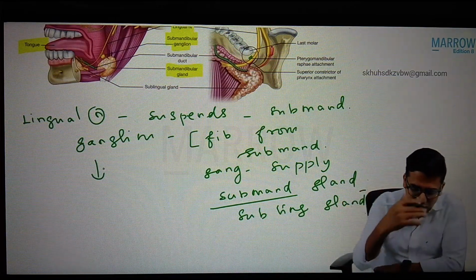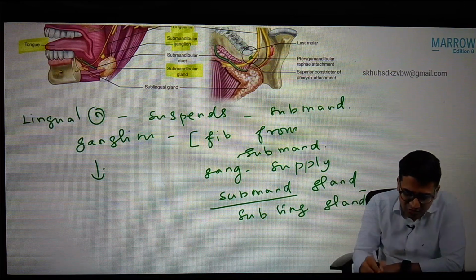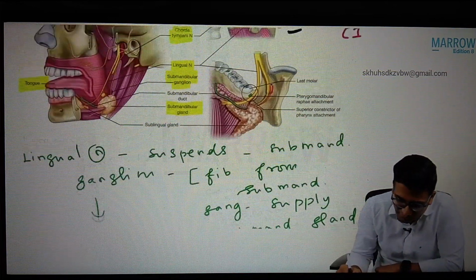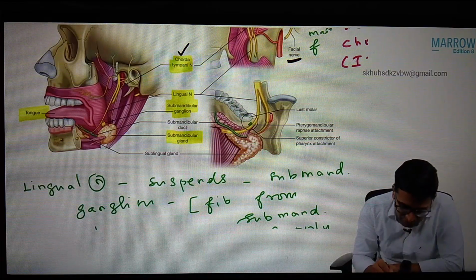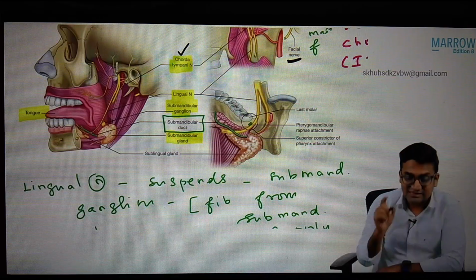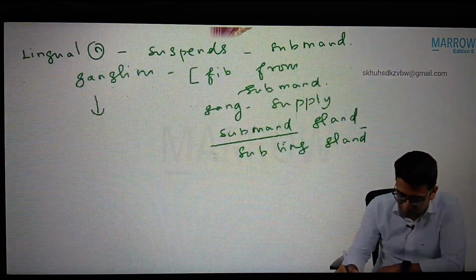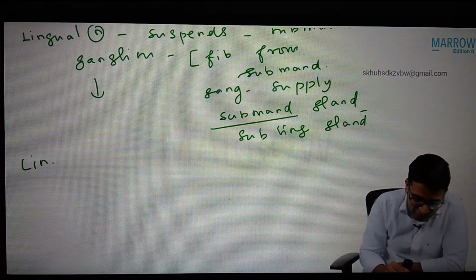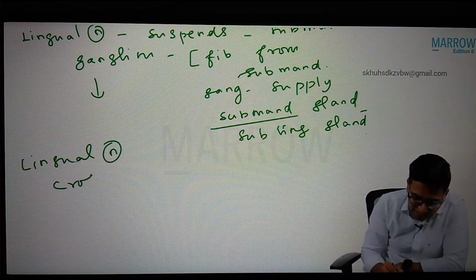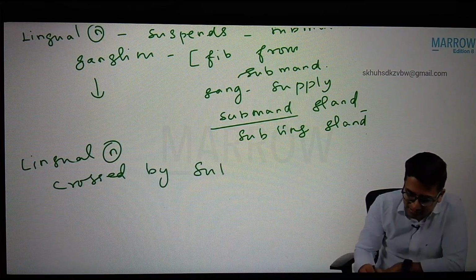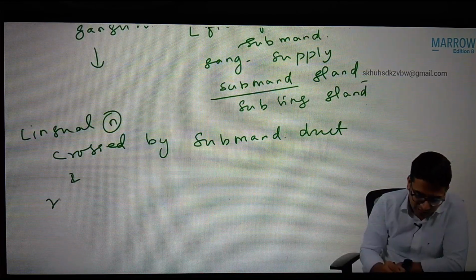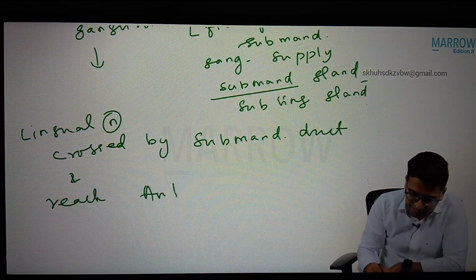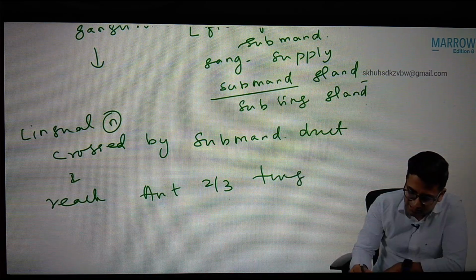Now, while reaching the anterior two-third of tongue, the lingual nerve is crossed by one structure. See the diagram. Now, see the lingual nerve reaching the anterior two-third of tongue. Before that, it is crossed by one structure. Which structure? Submandibular duct. So, please write the lingual nerve is crossed by submandibular duct, and the lingual nerve reaches the anterior 2/3 of the tongue.